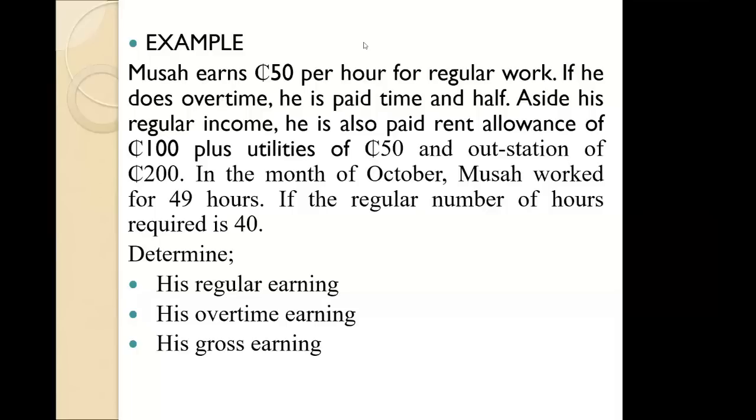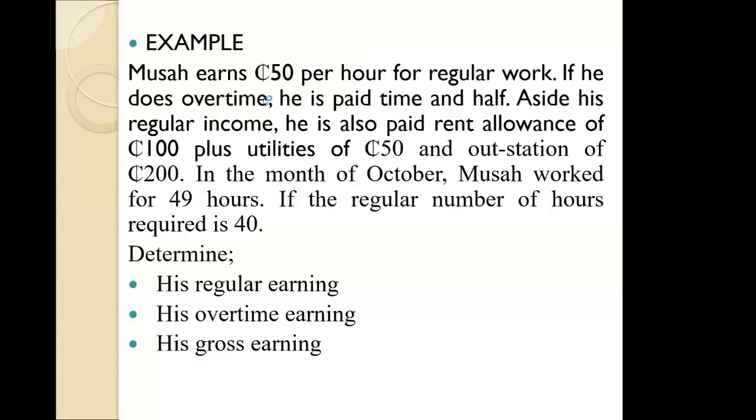Godfrey, why will you multiply all the 49 by the 50 when you were told that regular working hours is 40? So overtime will be 9. He has worked 9 hours of overtime because you have not been given the breakdown. You were just told that Musa worked for 49 hours. It means 40 hours is regular and 9 hours is overtime.